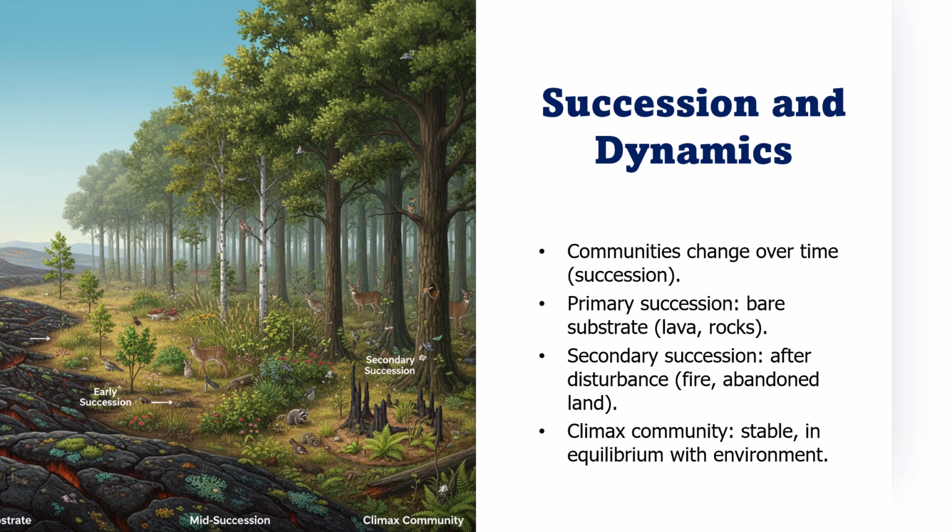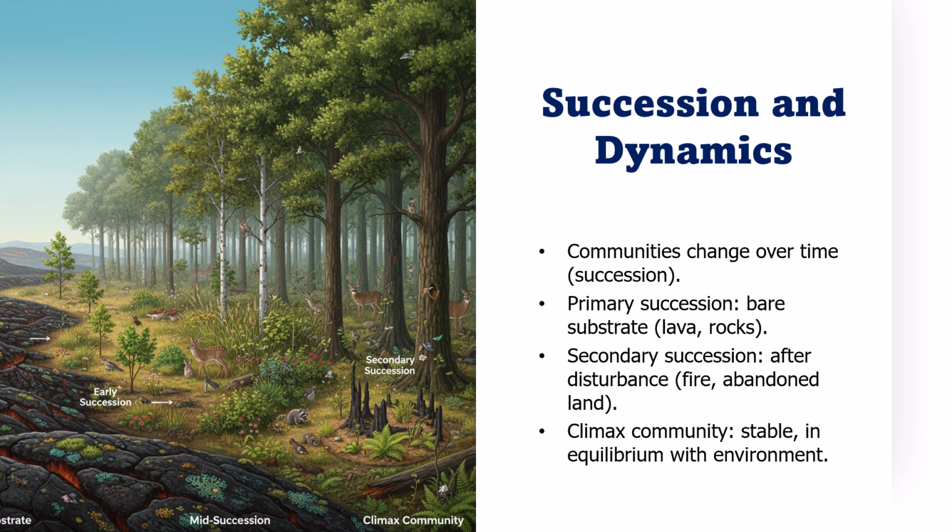Now, an important characteristic of a community is ecological succession and dynamics. Communities are dynamic and change over time through a process called ecological succession. In primary succession, life colonizes bare substrates like lava flows or newly formed sand dunes. Secondary succession occurs in previously inhabited areas disturbed by fire, floods, or human activity.